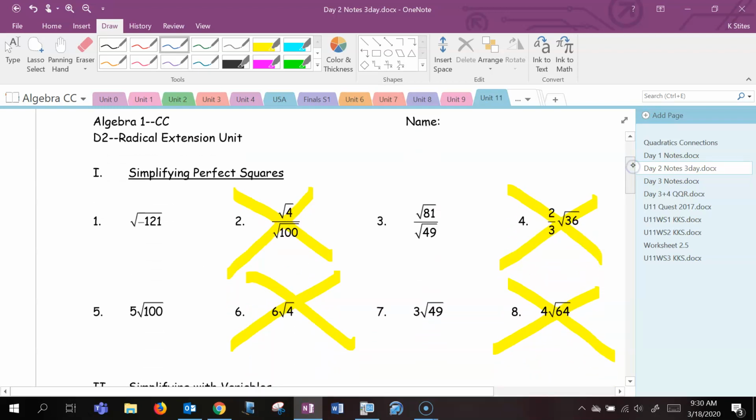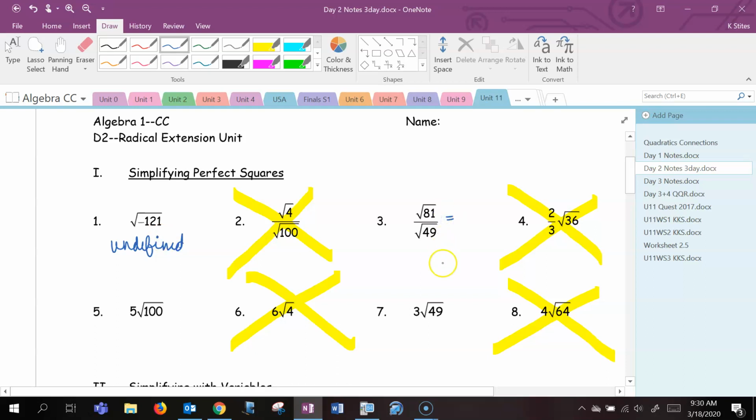So, all right, let's go ahead and start by looking at some perfect squares. Remember, these are numbers that you should have memorized. Be careful, number 1 is a little sneaky. We do have that negative underneath the square root, so this is undefined, not negative 11.